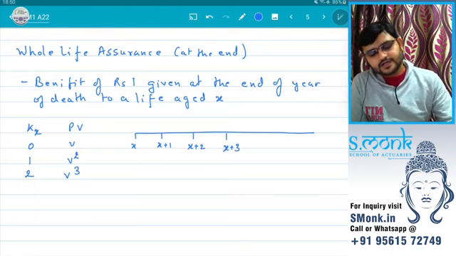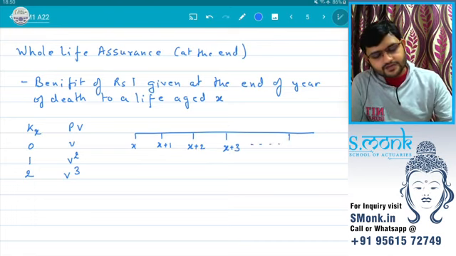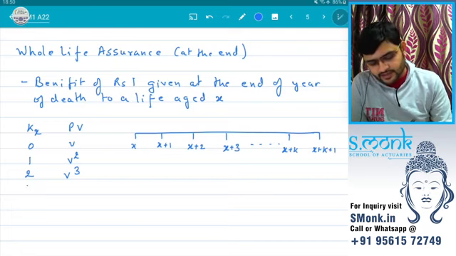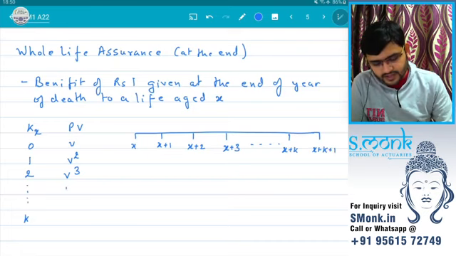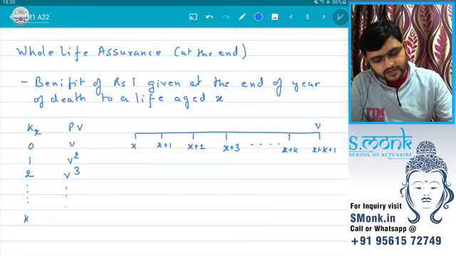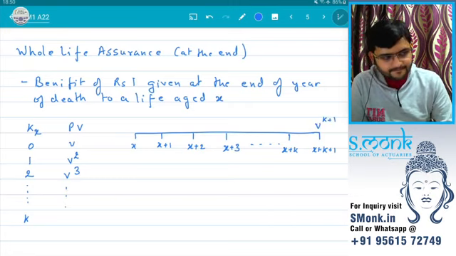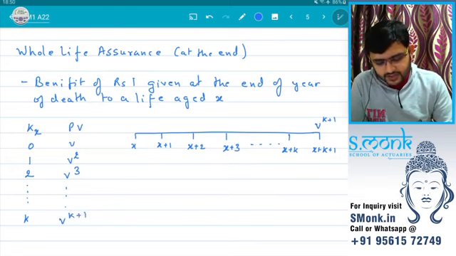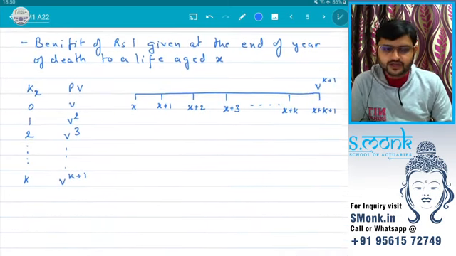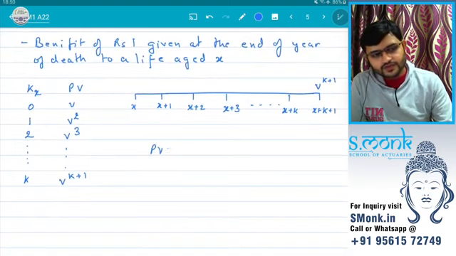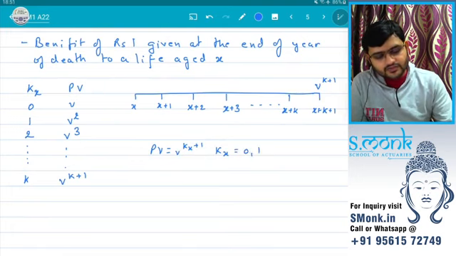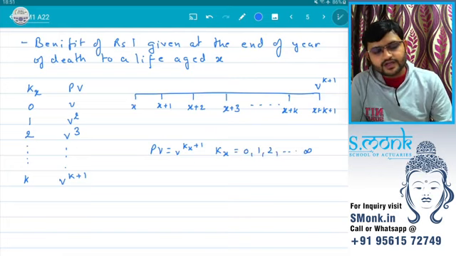Similarly, if the person dies between age X plus K and X plus K plus 1, that means survived for K years, the present value would be V raised to K plus 1, 1 more than the K value. So our present value will be equal to V raised to Kx plus 1, where Kx can be anywhere between 0, 1, 2 till infinity.